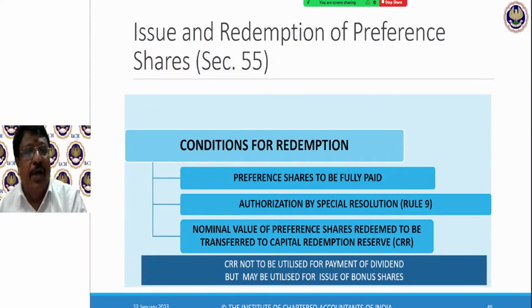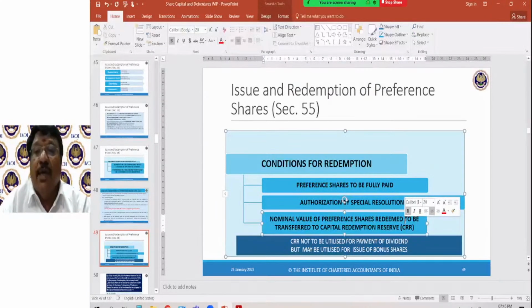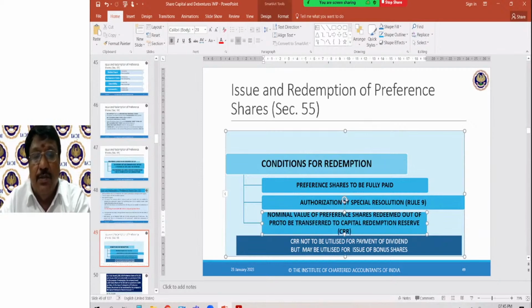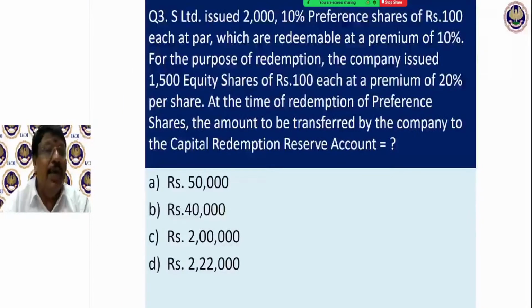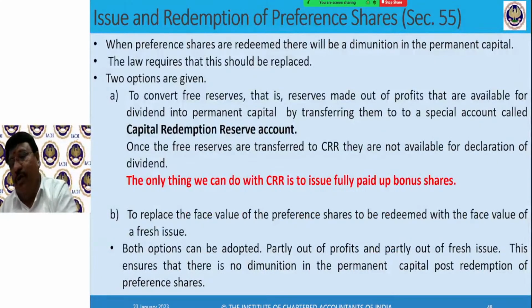Actually, I should add a point here, which I will do now. To give it a little more clarity, I thought you are all aware of it, but since you are having some doubts, I'll put it. Nominal value of preference shares redeemed out of profits to be transferred to capital redemption reserve. I think that point would make it clear. So to the extent of it, the nominal value alone should be considered. That is why I gave you this elaborate explanation. Okay. So that you have to do.